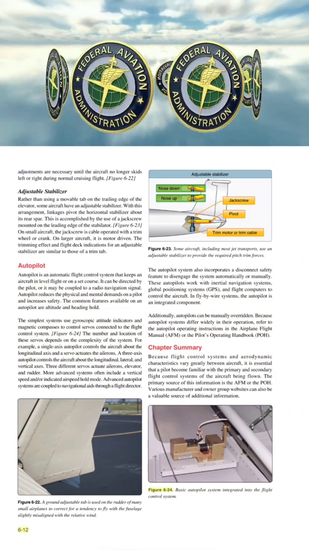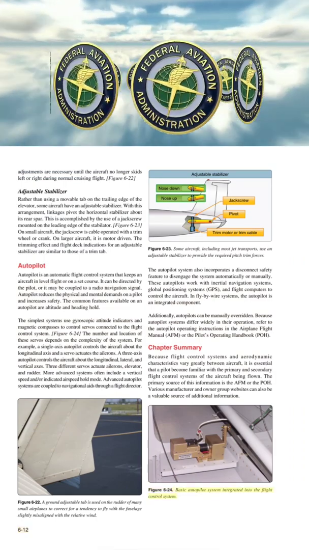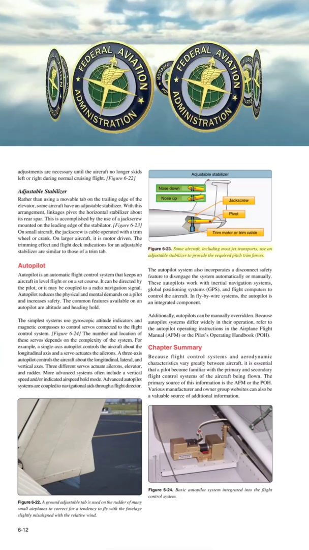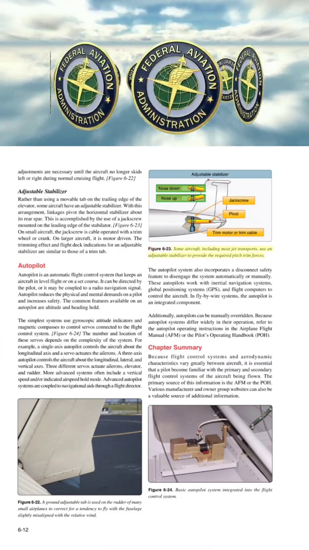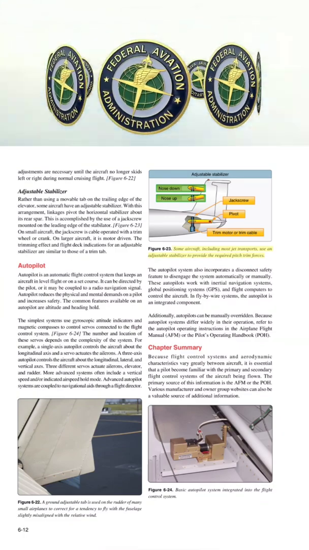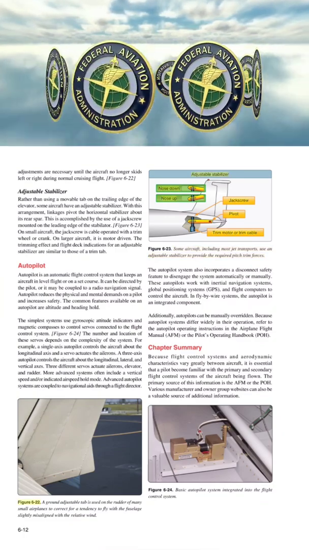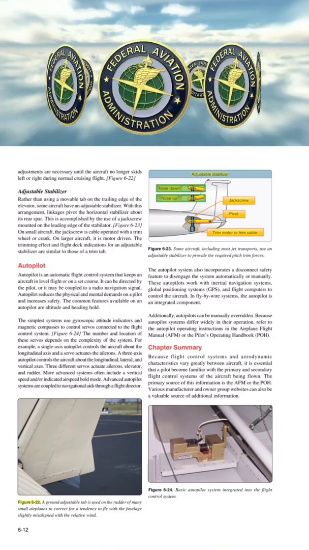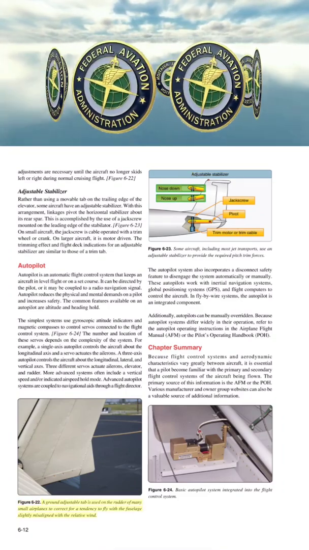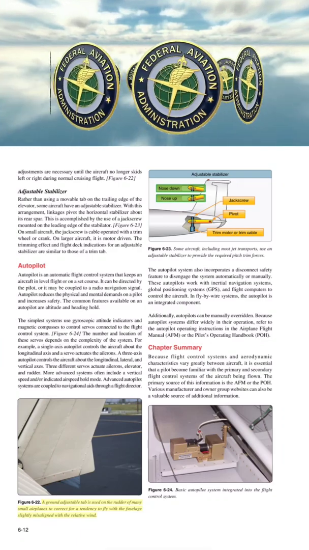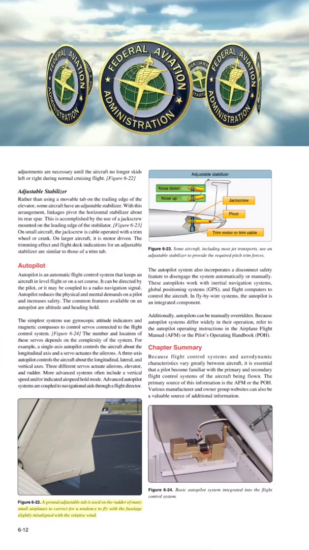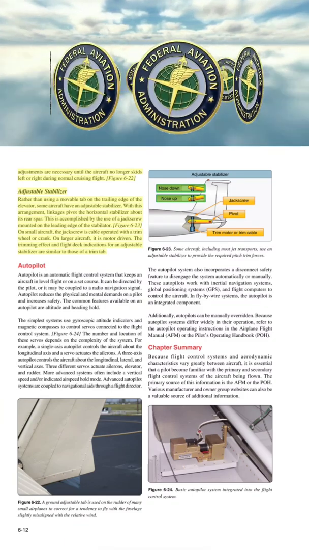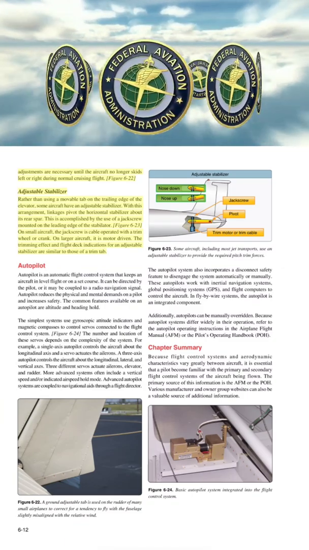Figure 6-24. Basic autopilot system integrated into the flight control system. Figure 6-23. Some aircraft, including most jet transports, use an adjustable stabilizer to provide the required pitch trim forces. Adjustable stabilizer, nose down, nose up, trim motor or trim cable, jackscrew, pivot. Figure 6-22. A ground adjustable tab is used on the rudder of many small airplanes to correct for a tendency to fly with the fuselage slightly misaligned with the relative wind. Adjustments are necessary until the aircraft no longer skids left or right during normal cruising flight.